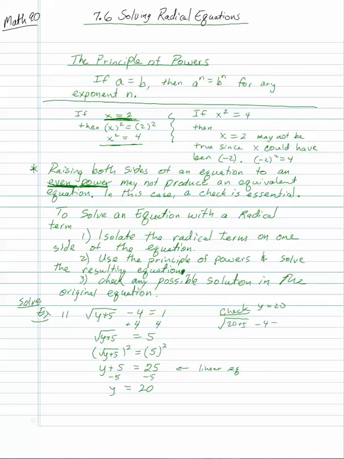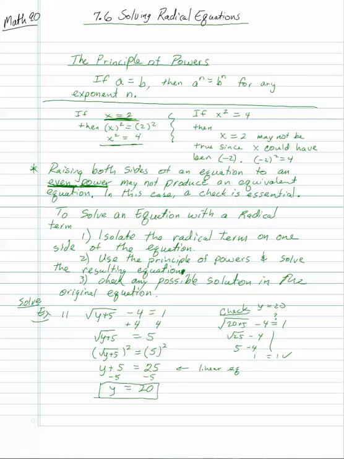And what happens is we call those extraneous solutions when you get a solution that doesn't work in the original problem, which means it's not a solution to the original equation, and you just throw it out. So square root of 25 is 5 minus 4, that's 1. So 1 equals 1, that checks. So y equals 20 is the solution to the original problem.